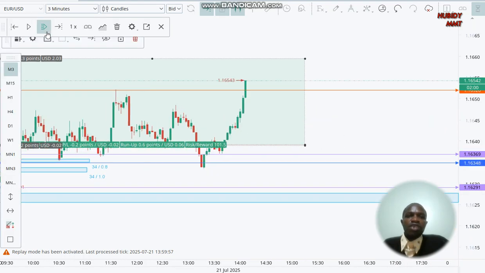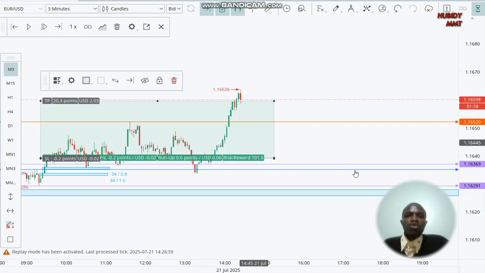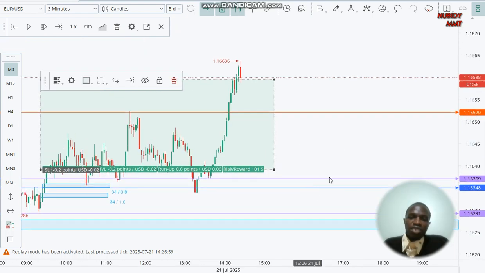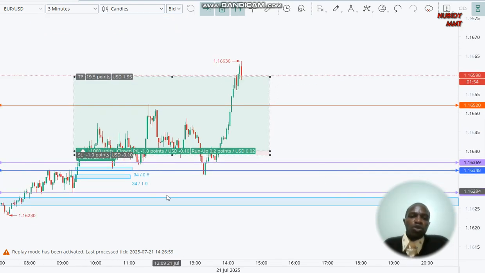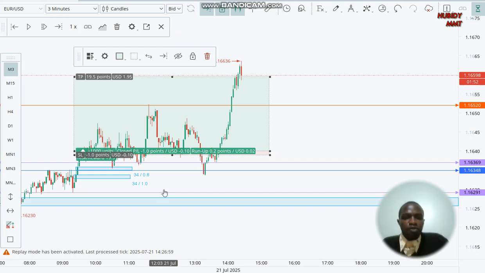If I play it faster because of time, you see that the trade smashed the take profit. This is how we were able to take this trade from EURUSD.